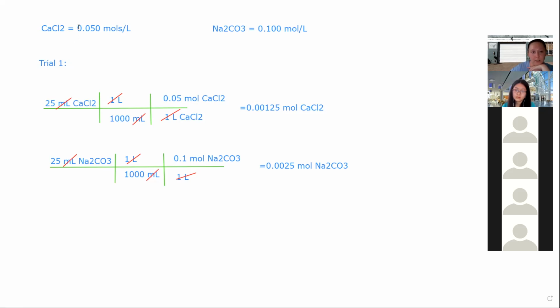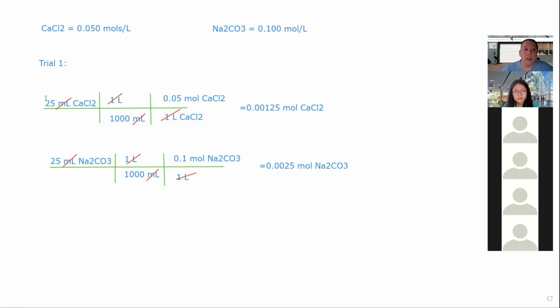Okay, thank you. So when we watch the video, these amounts will be measured. So in your data, you want to use the measured amount, okay? But this is just an example of the first trial. So it'll be close to 25 milliliters when we watch the video, but it might not be exact. Anyway, we can still see the relationship here. So let's take a look at the amount of moles that we have here.